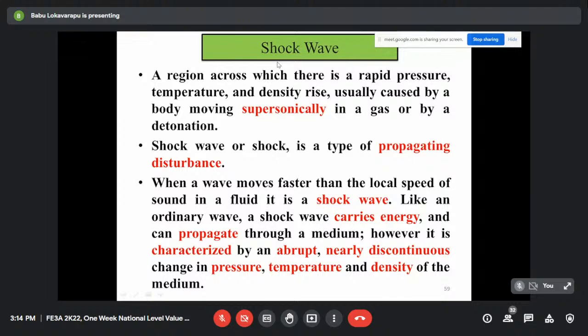How do we define the shock wave? Basically, a shock wave is caused by a body moving supersonically in a gas or by a detonation. A shock wave is a type of propagating disturbance created in a medium. Therefore, we need to understand how it is carrying energy, how it is propagating through the medium, and how it is characterized by an abrupt, nearly discontinuous change in pressure, temperature and density of the medium. So with this, these parameters are going to change: pressure, temperature and density change through the medium.